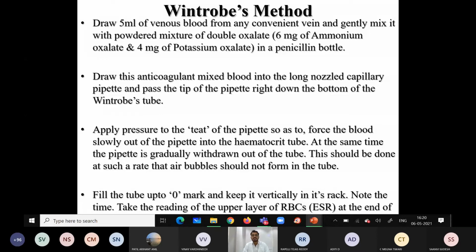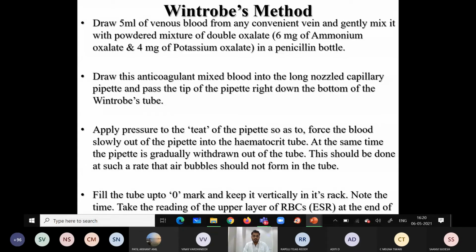So here we need venous blood. You have to draw 5 ml of venous blood from any convenient vein. Preferably we use the antecubital vein. Any convenient vein, wherever 5 ml of blood will come. And you should gently mix it with powdered mixture of double oxalate. What is double oxalate? Double oxalate means 6 milligram of ammonium oxalate and 4 milligram of potassium oxalate. You should take it in a penicillin bottle.